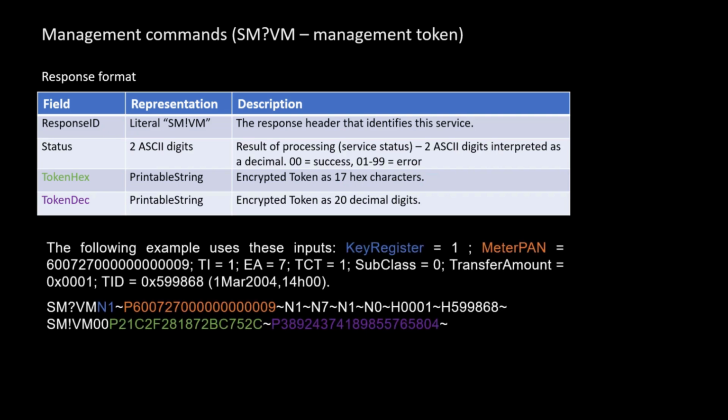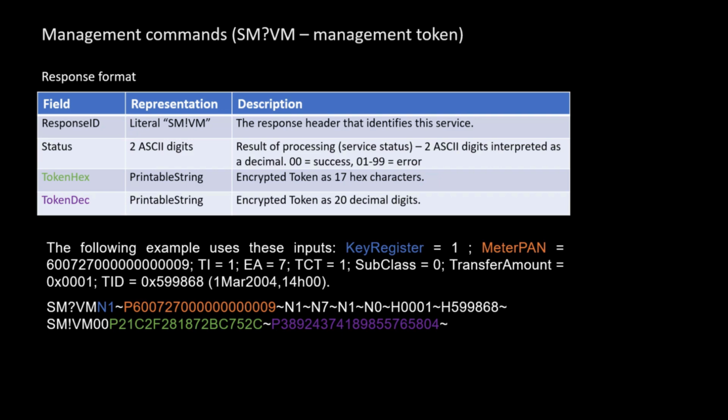And in the following example, the inputs are key register 1, the meter pan is 600727, all the zeros and a 9, tariff index is 1. The encryption algorithm to use is the AO7. Token carrier type is 1, which denotes a MAG card carrier. Subclass is 0, which is a credit token. The transfer amount is 1. Token ID is 1st of March 2004 at 1400, which is represented by that hex number.